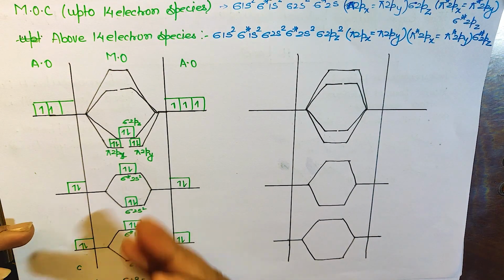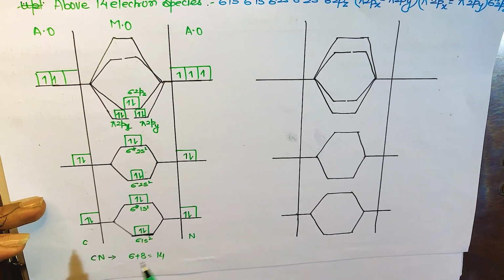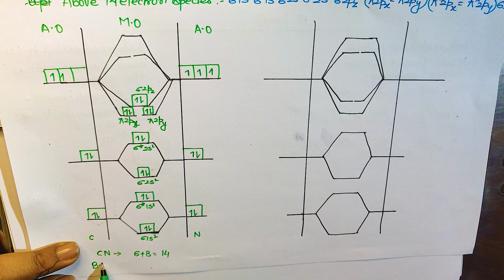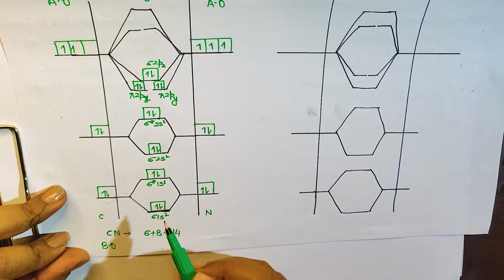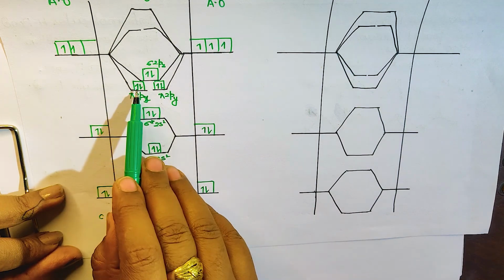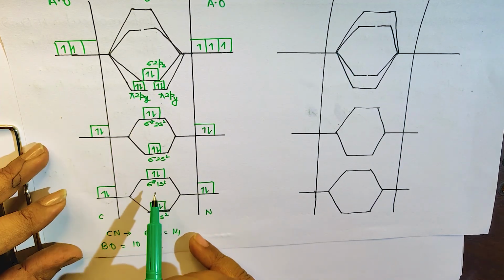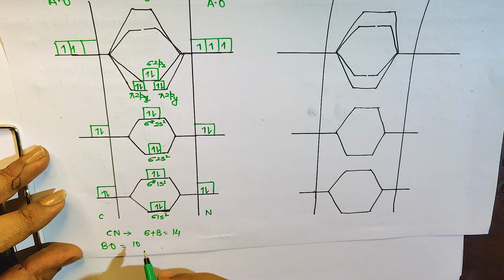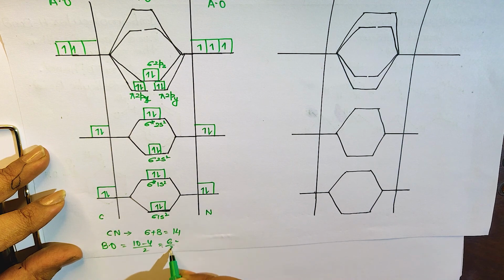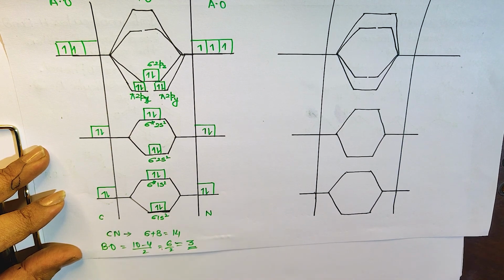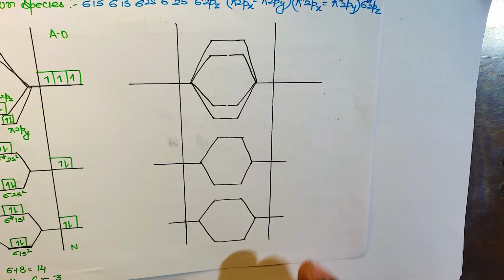What will be the bond order for this? Can you do it quickly? Bond order is equal to bonding minus anti-bonding electrons, divided by 2. Just count fast: without a star, 2, 4, 6, 8, 10, and anti-bonding with a star, 2, 4. So 10 minus 4, that is 6, divided by 2, and the answer will be 3. Bond order is 3 for this CN. Clear? Any doubt?